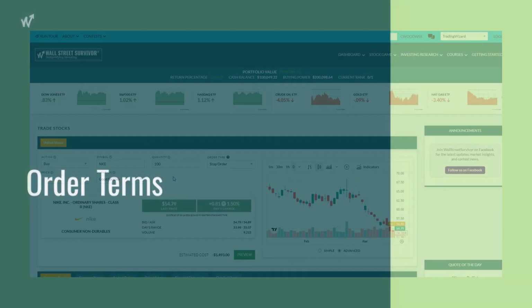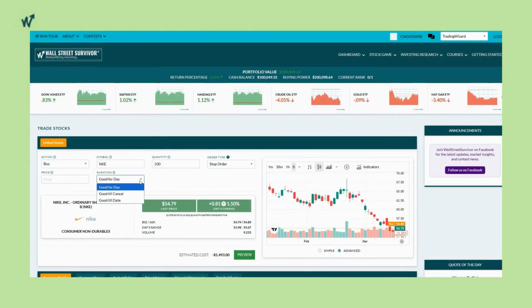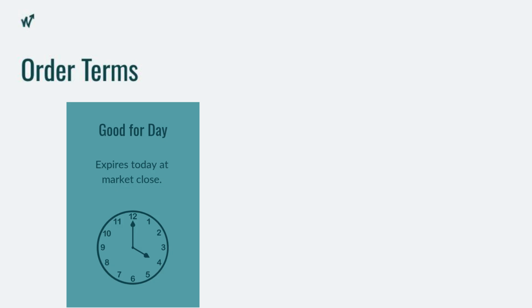Finally, you need to set a time limit for your order. This tells the system how long to wait for your price to be hit before expiring. Good for day means your order expires when the markets close today. If the price doesn't hit your target by 4 p.m., the order disappears.